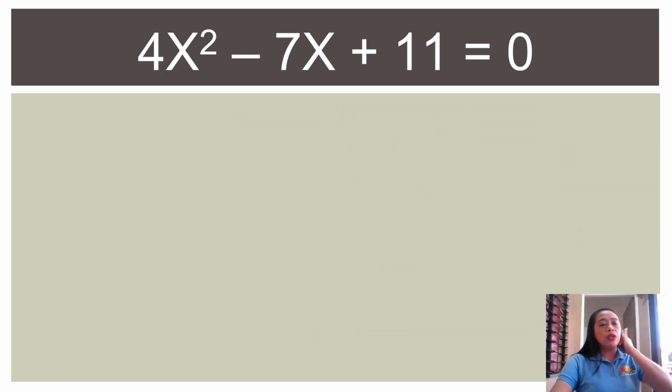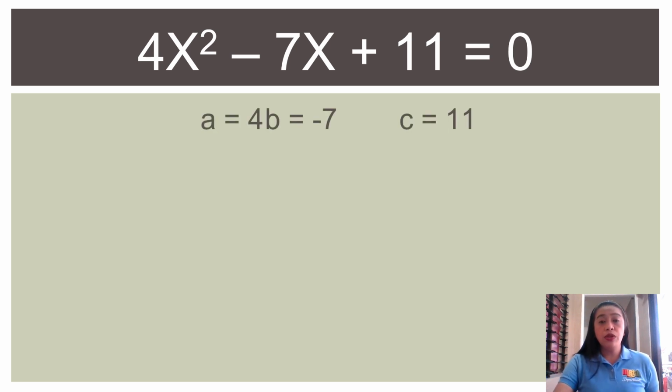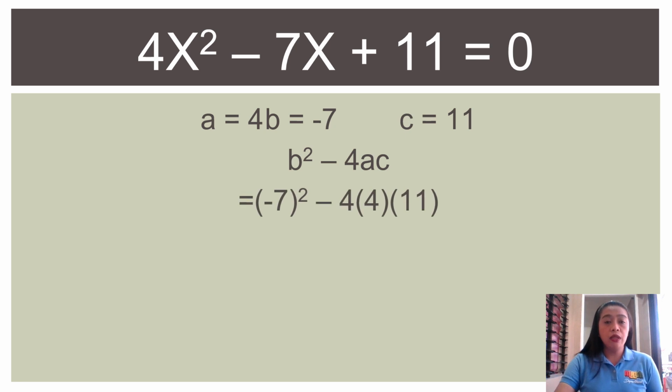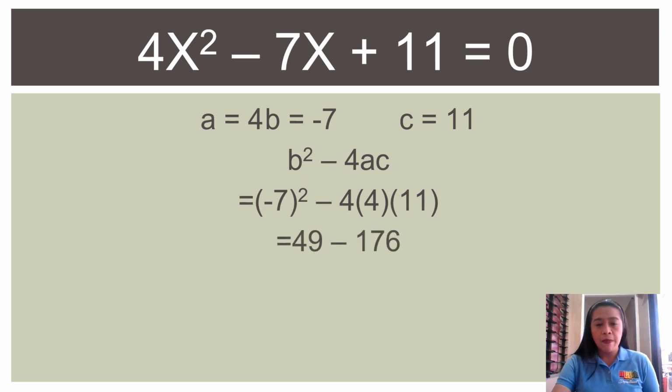So we have 4x squared minus 7x plus 11 equals 0. The value of A is 4. The value of B is negative 7. The value of C is 11. So by substitution into our discriminant, we have negative 7 squared minus 4 times 4 times 11. 7 squared is 49. 4 times 4 is 16. 16 times 11 is 176. Subtracting those, we will be having negative 127.